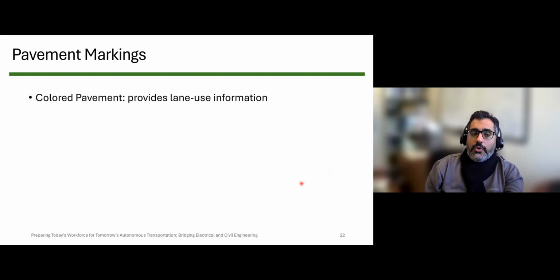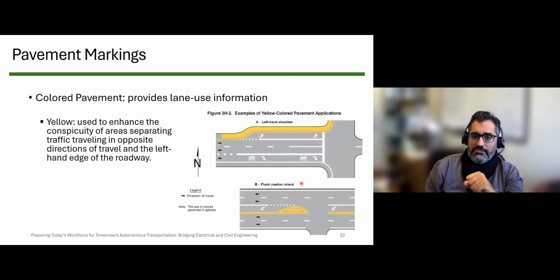What else do we have? We also have colored pavement that provides lane use information. According to MUTCD, there are different colors that you can apply on the pavement. One of them is yellow, which is used to improve the visibility of the areas that are separating traffic in opposing directions. Like you have an exclusive left turn lane created here.